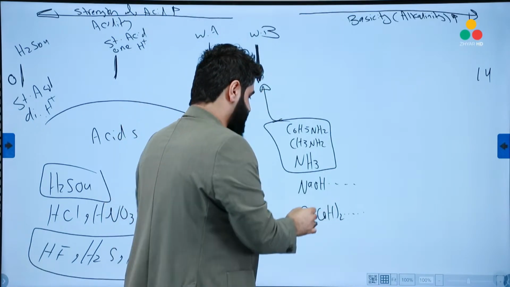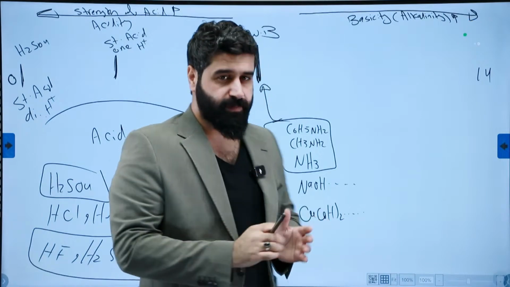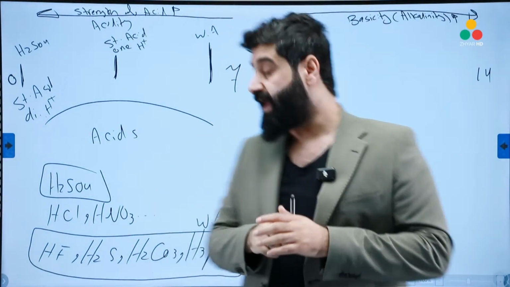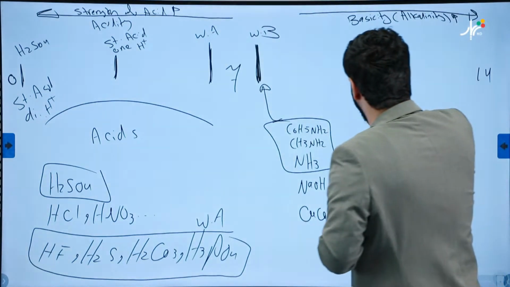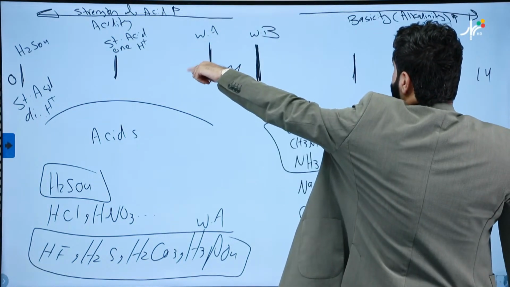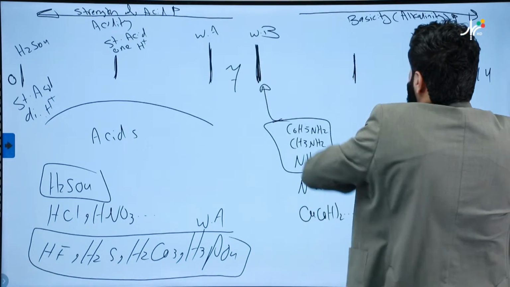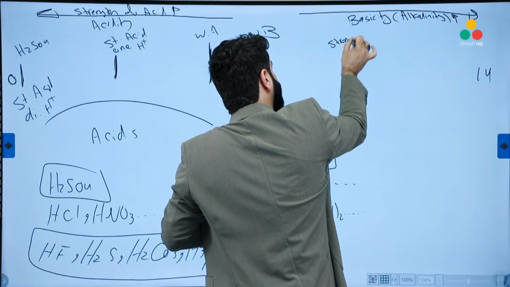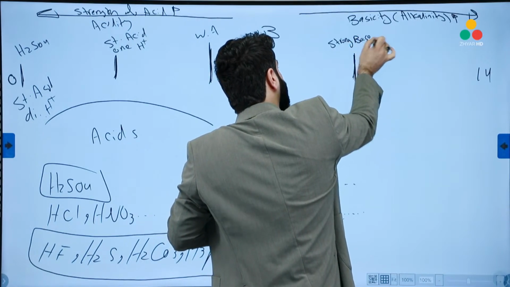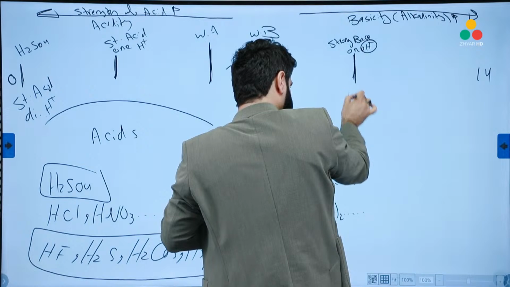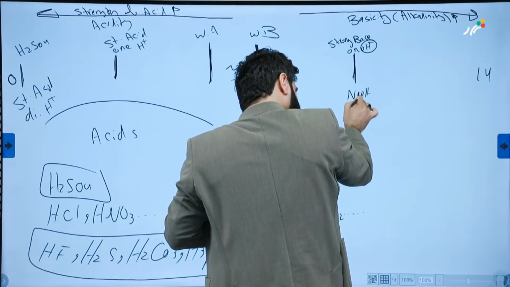How about the strong bases? We have some strong bases with 1 OH, some of them with 2 OH groups. The one that has 1 OH is here in the middle, just like the acids. So the line says strong base with 1 OH. Example, NaOH and the family.